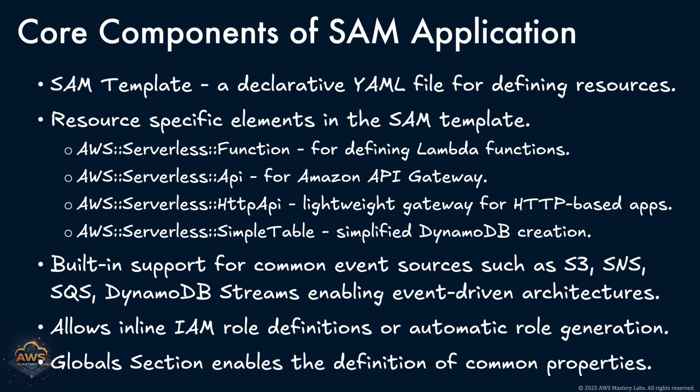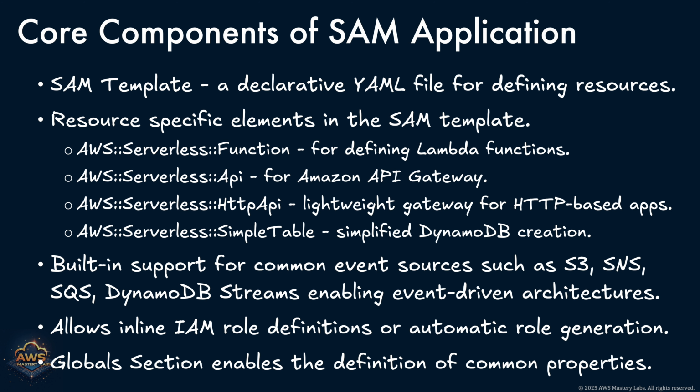At the heart of every SAM application is the SAM template, typically named template.yaml. This declarative YAML file allows you to define all your application resources in one place, including compute, APIs, databases, event sources, and more, using simplified syntax built on top of AWS CloudFormation. One of the most important resource types in SAM is the function resource.